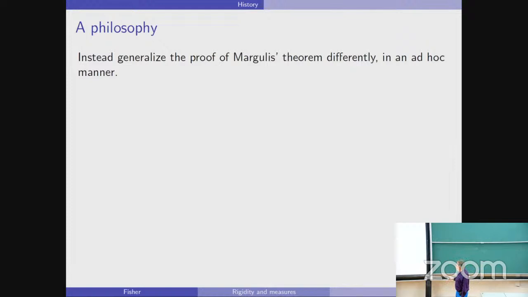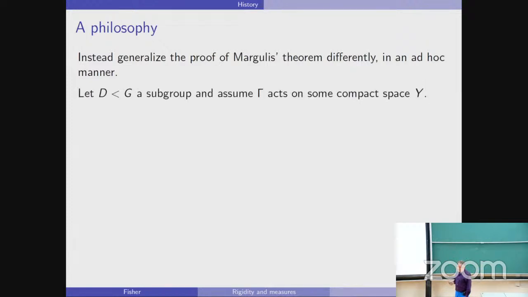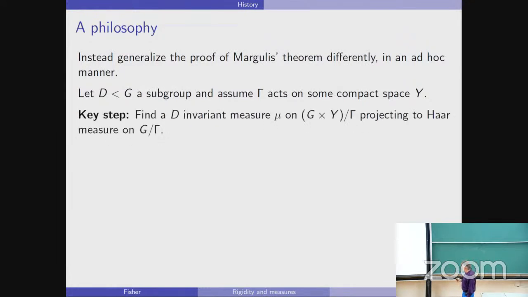So here's a philosophy of proving. And it's still somewhat ad hoc. I'm not as clever as Zimmer, so I can't give you a definition that captures my philosophy like the definition of amenable actions. So I'm just going to think of some subgroup gamma of my group G, and assume gamma acts on some compact space. And I'm just going to tell you there are lots of problems where these things can arise. And the key step in the philosophy is always going to be finding some D-invariant measure on this product space built in exactly the same way as before. And this measure should project to a Haar measure on G mod gamma to be useful.